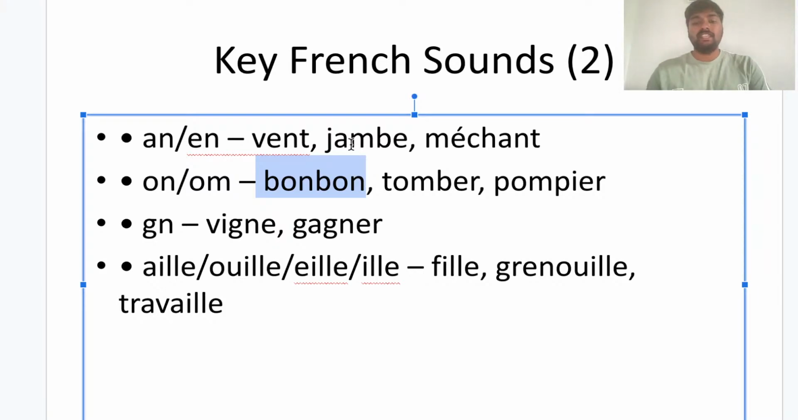Okay, fille means girl. Grenouille means frog. Travail means work. This is actually a noun and a verb as well. So let's see that in the next videos. Grenouille.